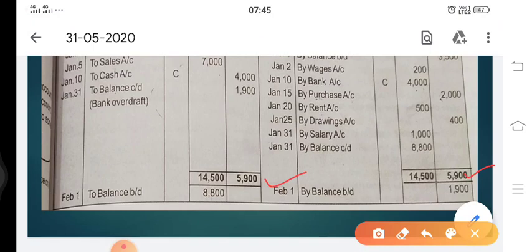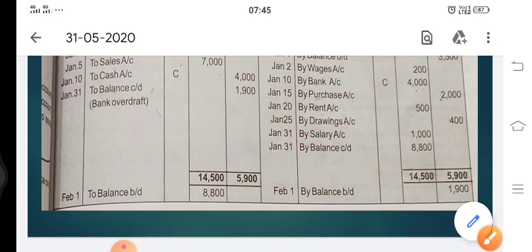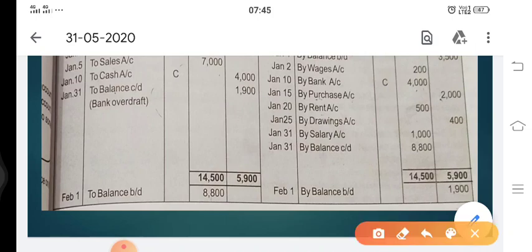Now what we are supposed to do is 5,900 minus 4,000, that is greater balance minus smaller balance. The difference is 1,900. So technically we have a negative balance, that is an overdraft balance of 1,900. And here we'll write to balance carried down 1,900. Right, students? And this is our overdraft balance. As you can see here, it's a bank overdraft balance.